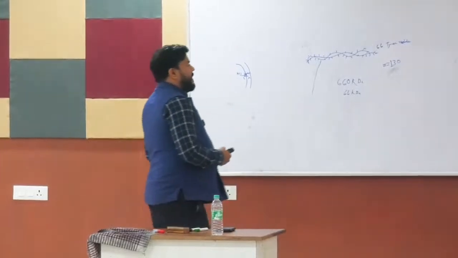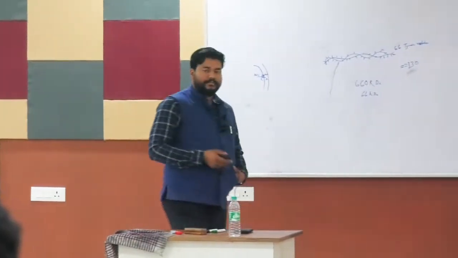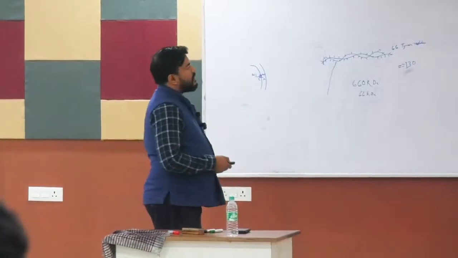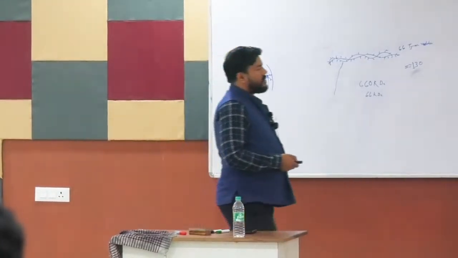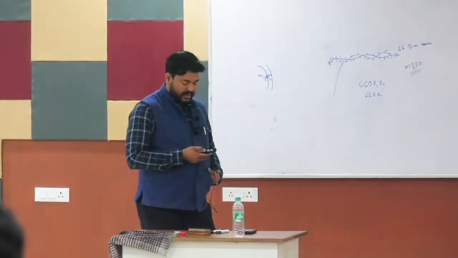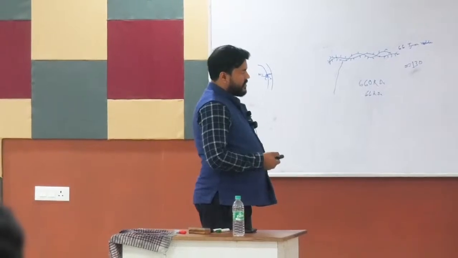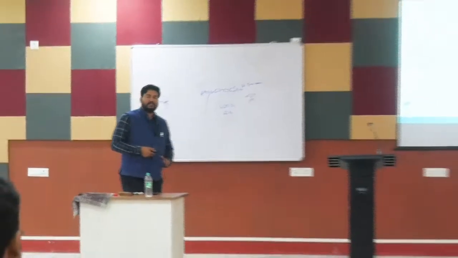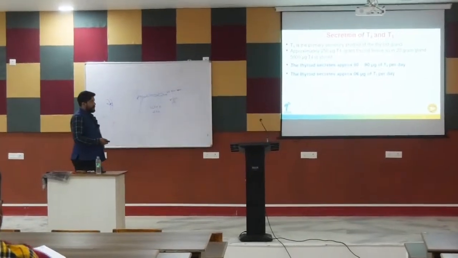So the thyroid secretes approximately 80 to 90 microgram of T4 per day, and only 6 microgram of T3 per day. So a huge amount of T4 is secreted in comparison to T3, because T3 is the active molecule. If more T3 is secreted, there will be more features of hyperthyroidism.